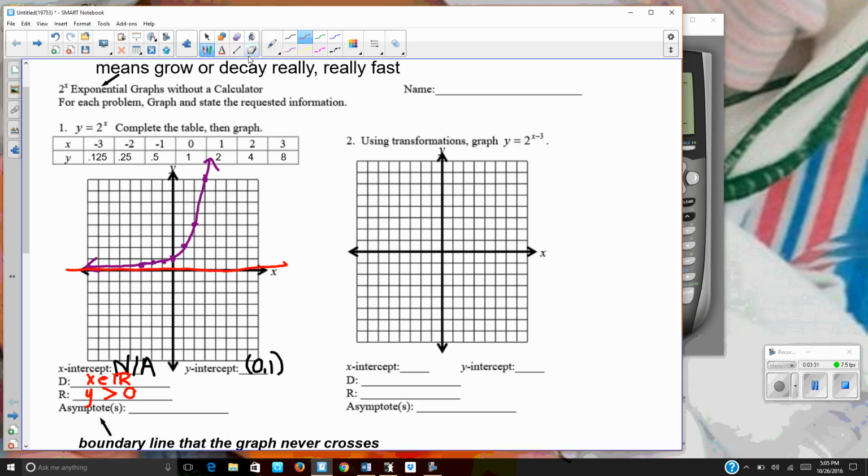And then finally, the asymptote. We've talked about this a little bit, but I've listed the definition down here. The definition of an asymptote is just the boundary line that the graph never crosses. So the asymptote in this problem, you could either say is the x-axis or the line y equals 0.